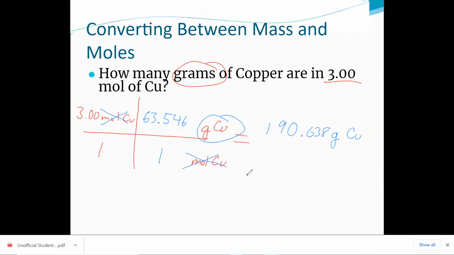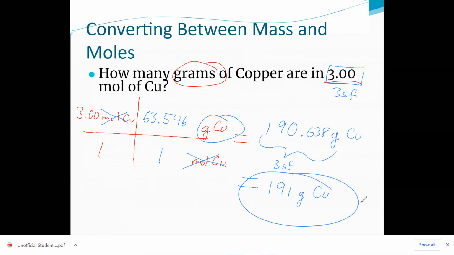But we are absolutely not done because we have to pay attention to sig figs. There are 3 sig figs in that given number. Therefore, our answer has to have 3 sig figs. So we're going to round that off to 3 sig figs. This entire number is going to round to 191 grams of copper in 3 moles of copper. Okay? That is going to be your final answer.